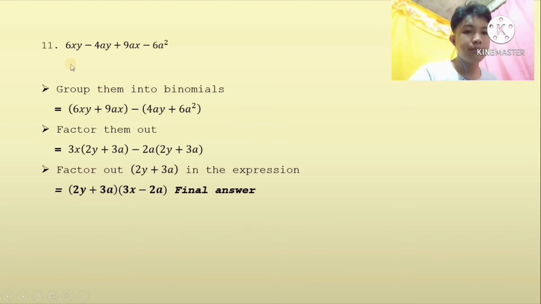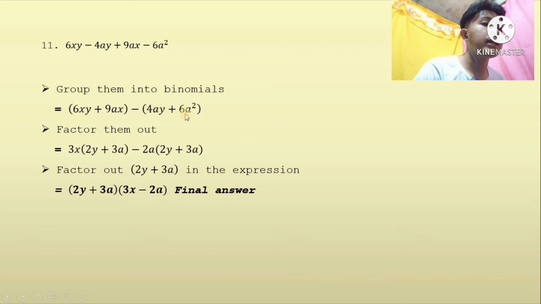So number 11, let's factor 6xy minus 4ay plus 9ax minus 6a squared. So first, let's group them into binomials. First, arrange them. This will become 6xy plus 9ax minus 4ay plus 6a squared. So then factor them out. The factor of 6xy plus 9ax is 3x times 2y plus 3a. Then the factor of 4ay plus 6a squared is equal to negative 2 times 2y plus 3a.